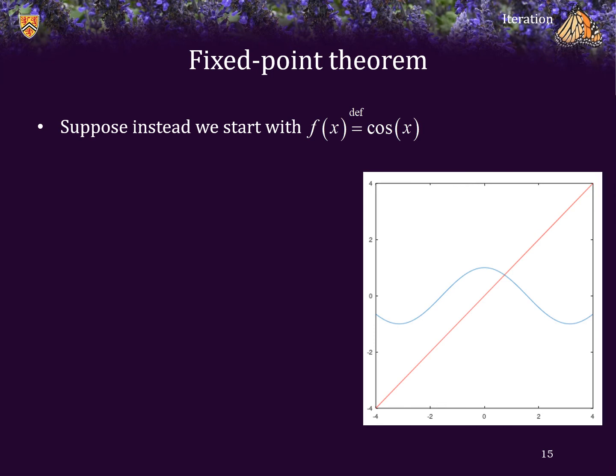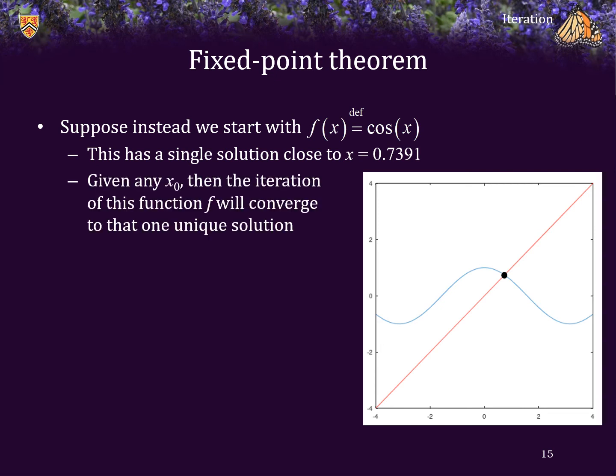Suppose instead we start with a function f of x being defined as cos of x. Now this has a single solution close to x equal to 0.7391. Interestingly enough, for this particular function, it doesn't matter what value of x0 you start with. This iteration will converge to this one unique solution. Let's take a look at this.